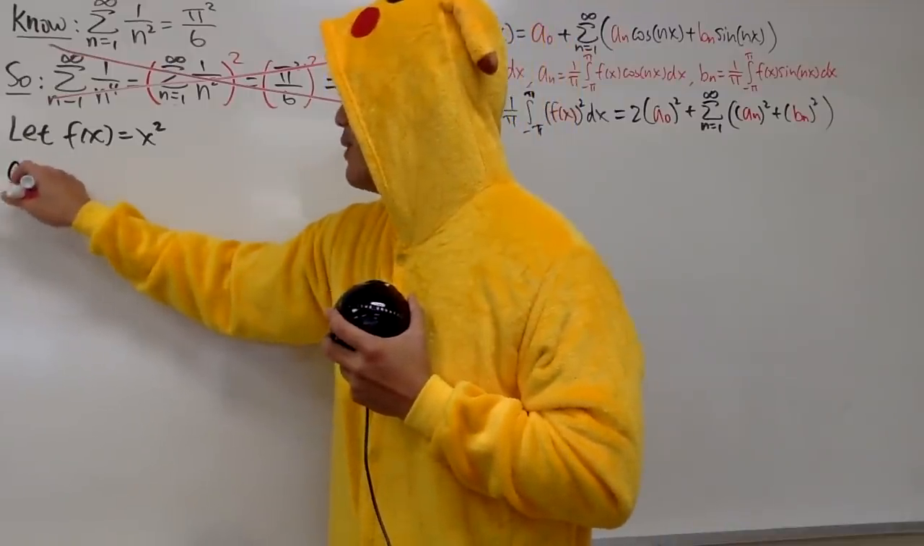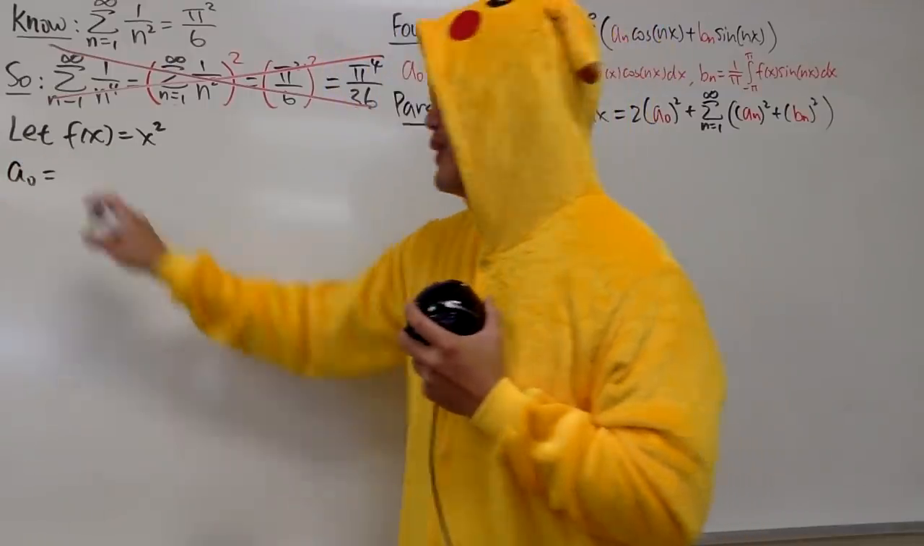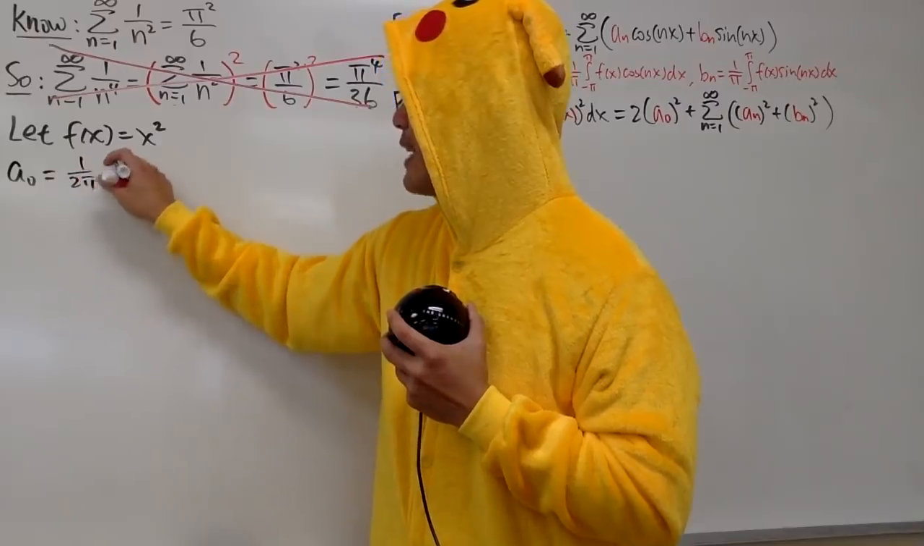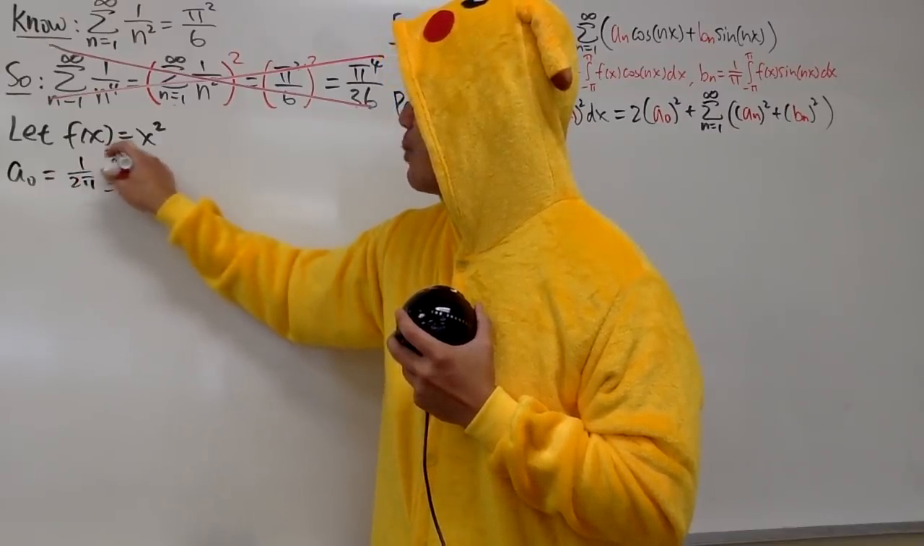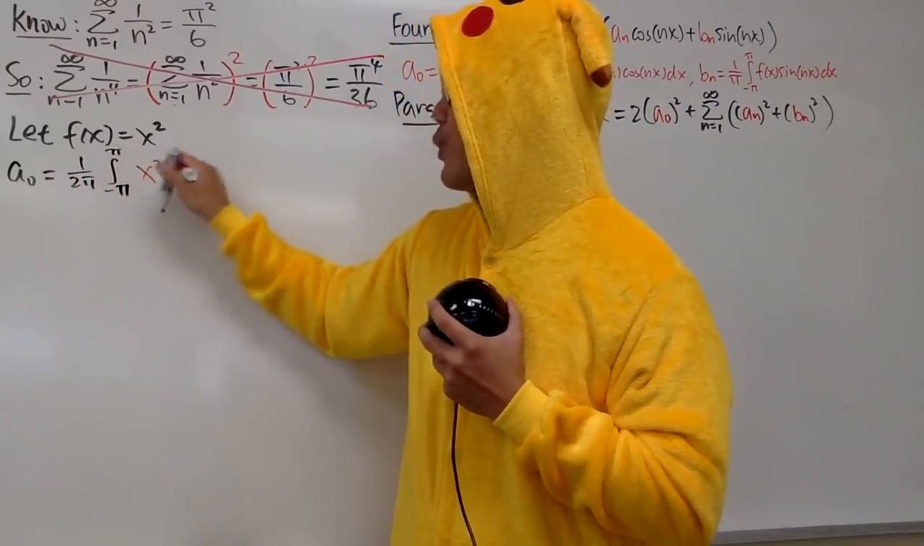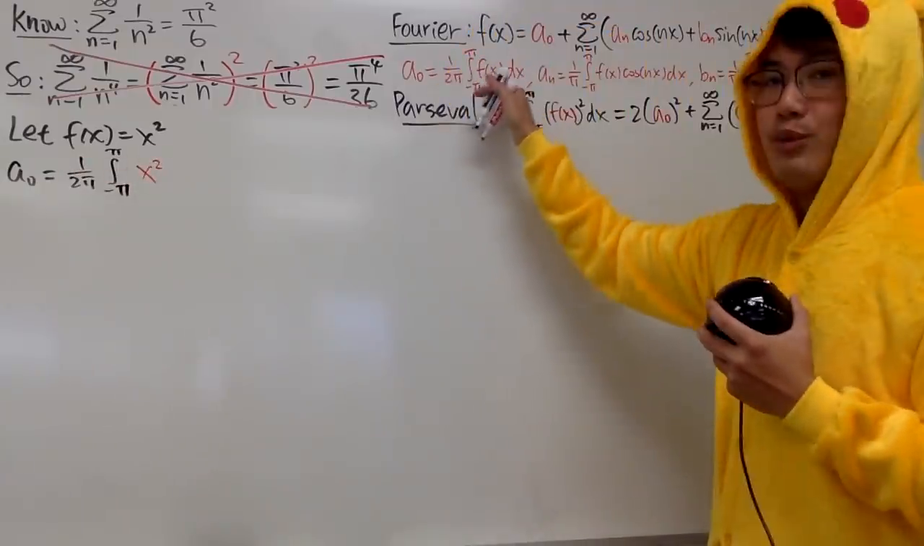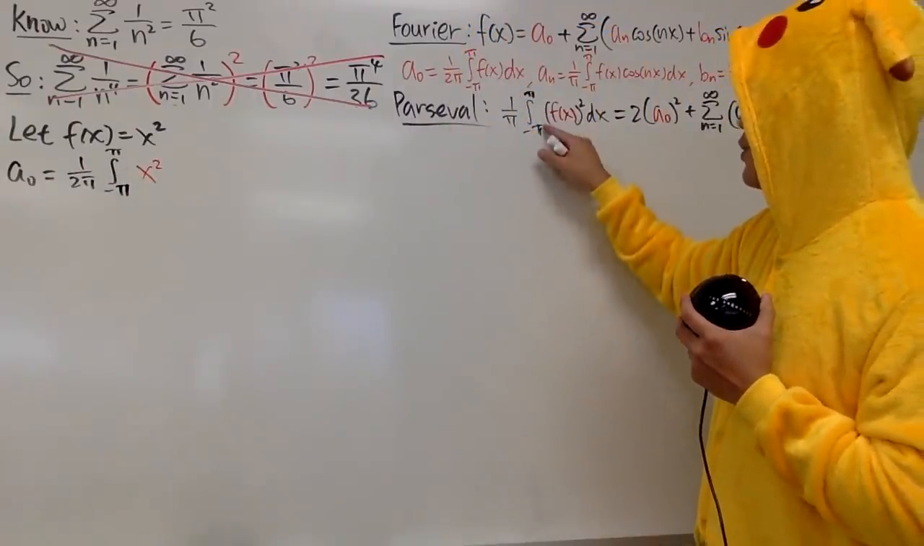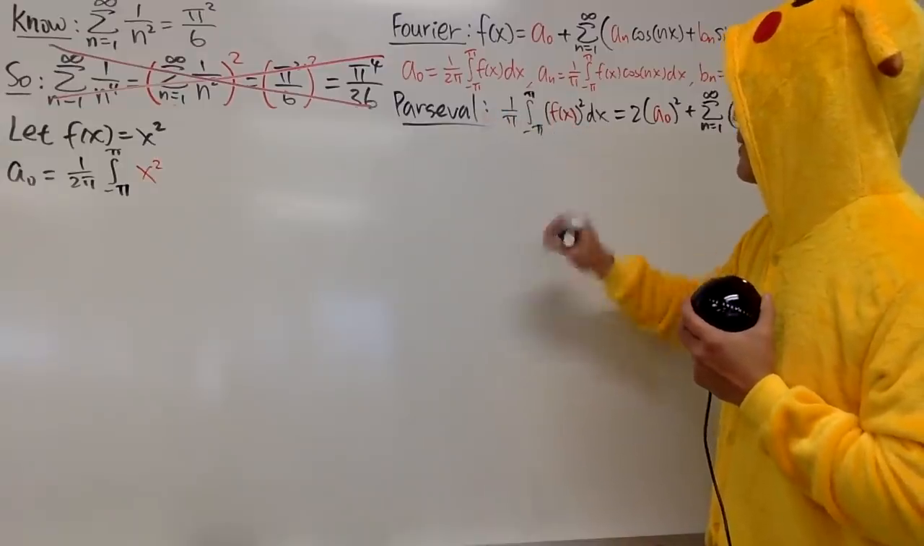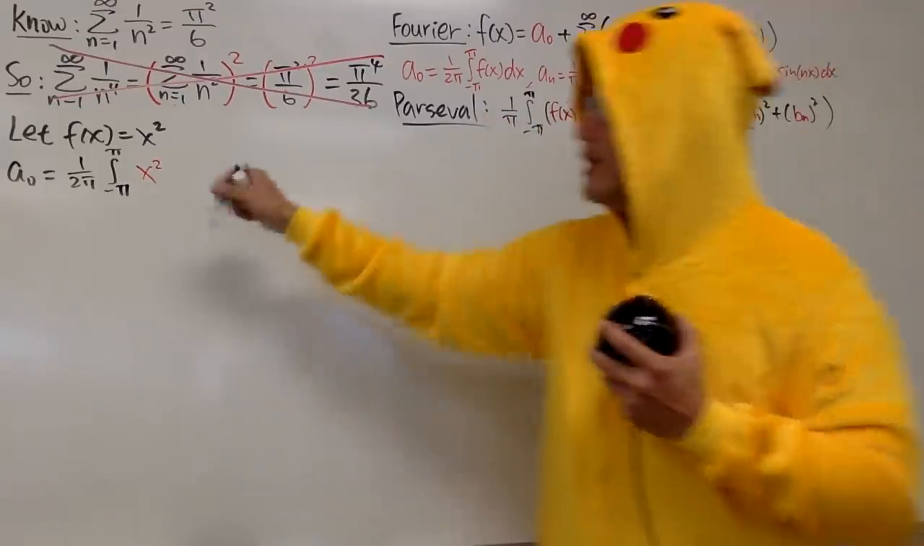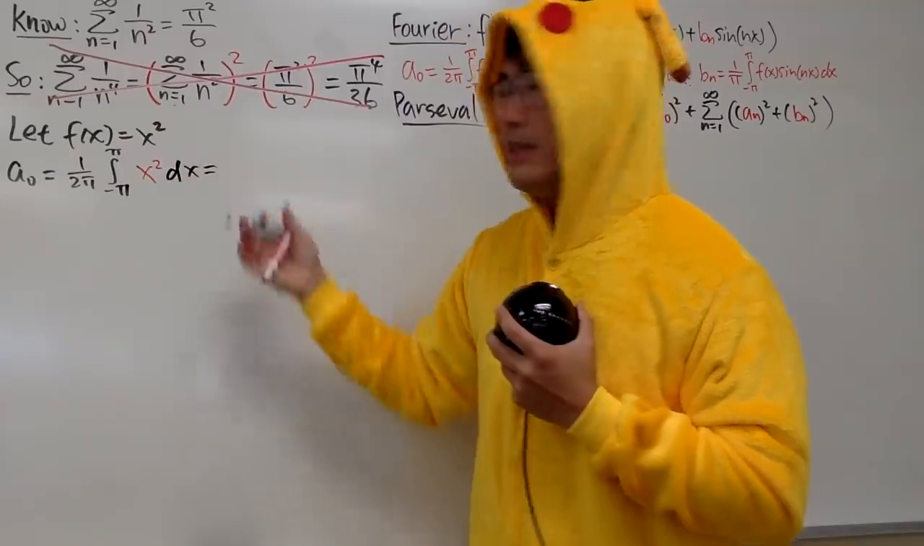Anyway, a0 is equal to 1 over 2 pi times the integral from negative pi to pi, and we just have to integrate x squared for the a0 right here. You only square it if you want to put it in Parseval's theorem, right? So this is all we have to integrate, and now let's do this in our head.